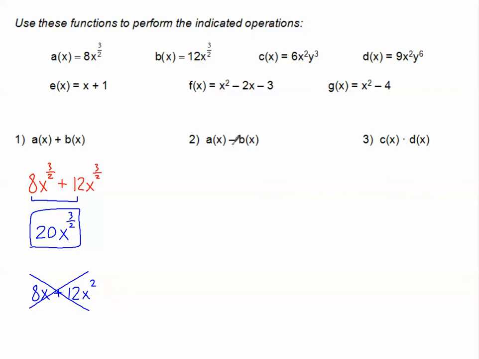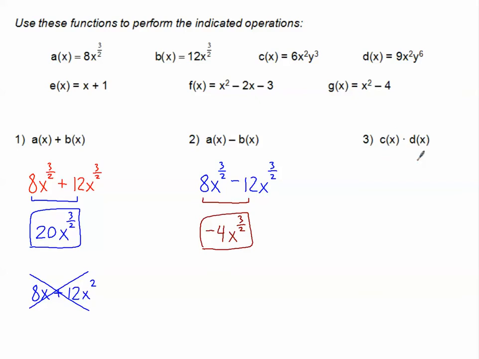If we were trying to subtract them, that would be fine. We're taking the same two functions, 8x to the 3 halves, and we're subtracting 12x to the 3 halves. Same thing with subtraction. You can only subtract like terms. Since these are like terms, we already talked about that, we simply subtract their coefficients. 8 minus 12 is negative 4x to the 3 halves. And we're finished. Alrighty. Let's look at two different functions, c of x and d of x.